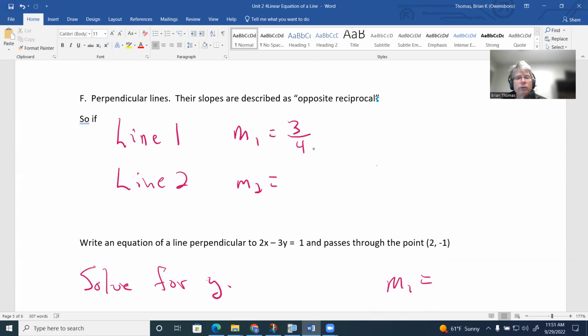So if line 1 has a slope of 3/4, what would be the slope of line 2 for them to be perpendicular? Well, 1, I have to change the sign, and 2, I'd have to flip it. So this becomes then -4/3. So that's how the 3/4 becomes 4/3. And since it's positive, the second slope's got to be negative.